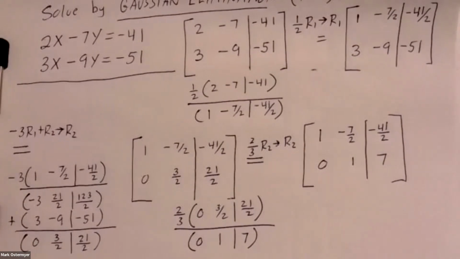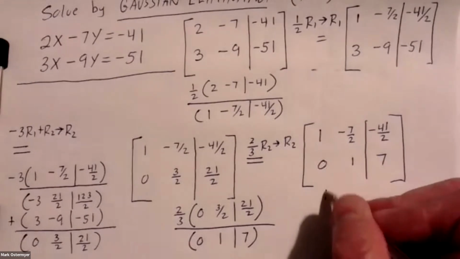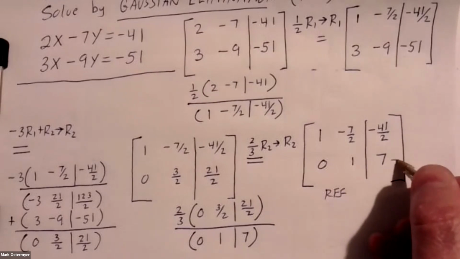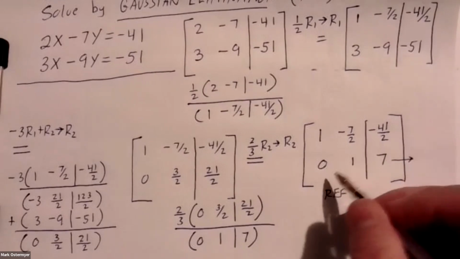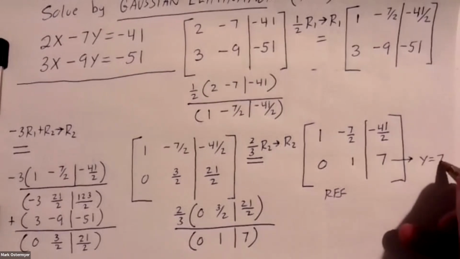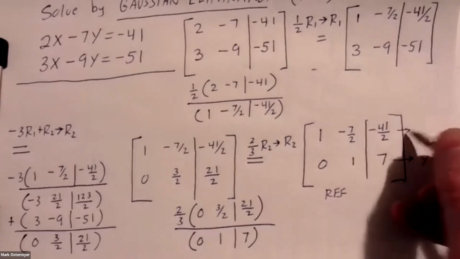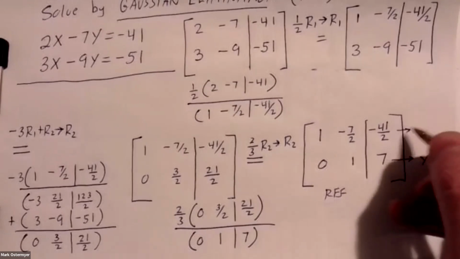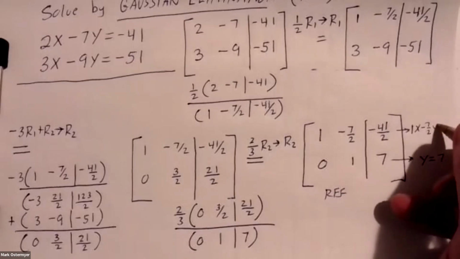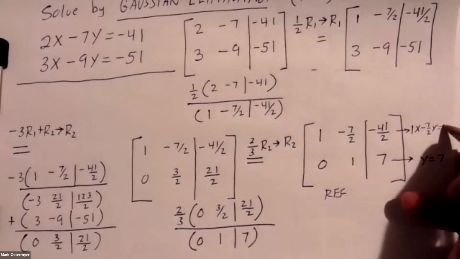All right, so I finally got my matrix down in a row echelon form right here. And now we're ready to crank out the coordinates of our solution. The second row gives me the equation y equals 7. That's the y coordinate of your ordered pair solution. And the first row gives us a nasty equation, but it would be 1x minus 7 halves y equals negative 41 halves.